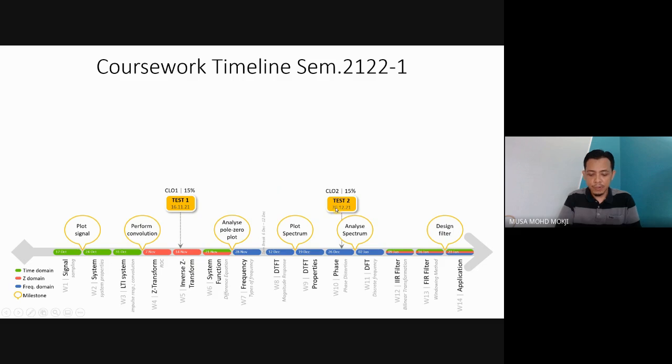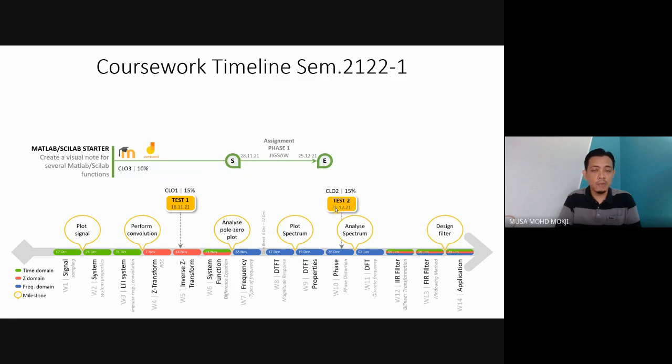And this is our assignment. We actually have 2 phases of assignment. This is phase 1, which we call the jigsaw activity. Later you will know what a jigsaw activity is, or maybe you have done this activity before in other classes. We will do a jigsaw activity for the first phase of the assignment.